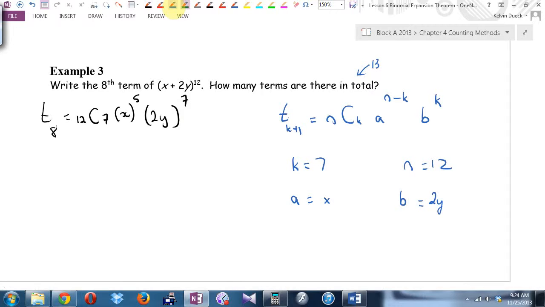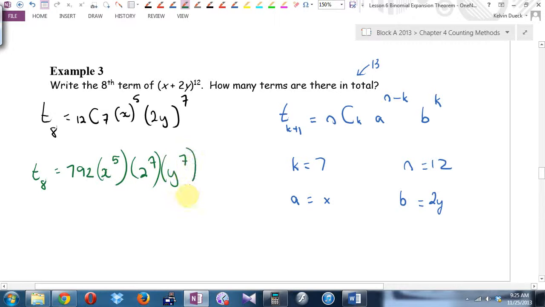All right, let's keep going. The 8th term is going to be, what the heck is 12 choose 7? 792, is that right? Okay. 792. There's going to be an x to the 5th. There's going to be a 2 to the 7th and a y to the 7th, because that exponent is on both of those.